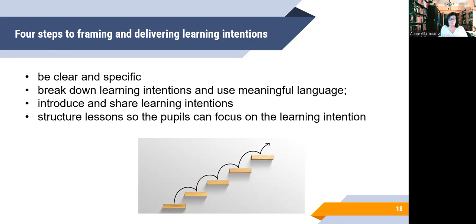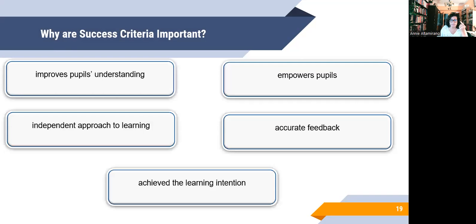And structure the lessons so that pupils can focus on and revisit the learning intention through approaches such as, for example, questioning, peer and self-assessment, written and oral feedback, and plenary sessions. Now, establishing success criteria is quite important, and it's an important element of assessment for learning. Why? It improves pupils' understanding by keeping them informed about how they will be assessed.